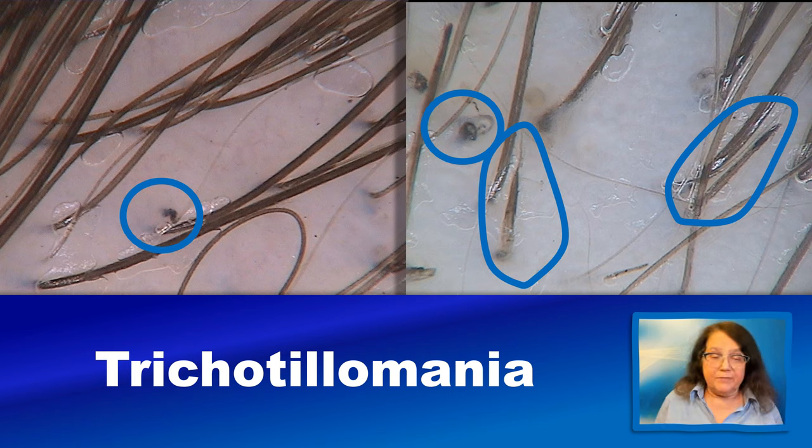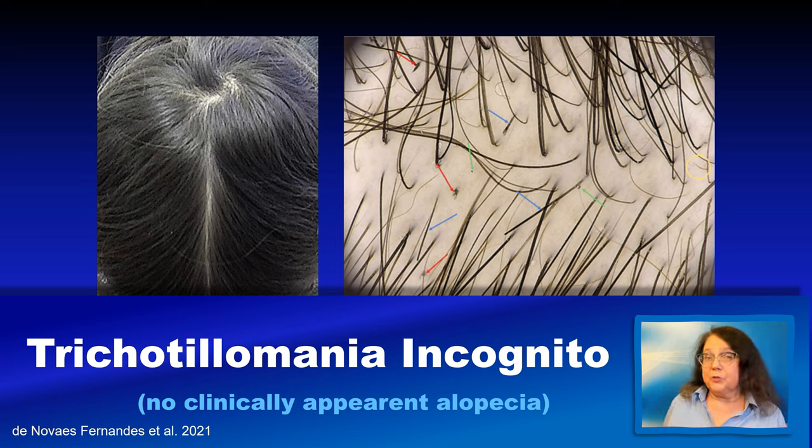And occasionally, very rarely, the trichoscopy images may look like this, with only very discrete features of trichotillomania. And with this image, I would like to draw your attention to trichotillomania incognita, which was described just a few weeks ago. This is a case of a person who has almost normal looking hair, but complains of a tendency of hair to stop growing. And in trichoscopy, you will see just very discrete features of trichotillomania.